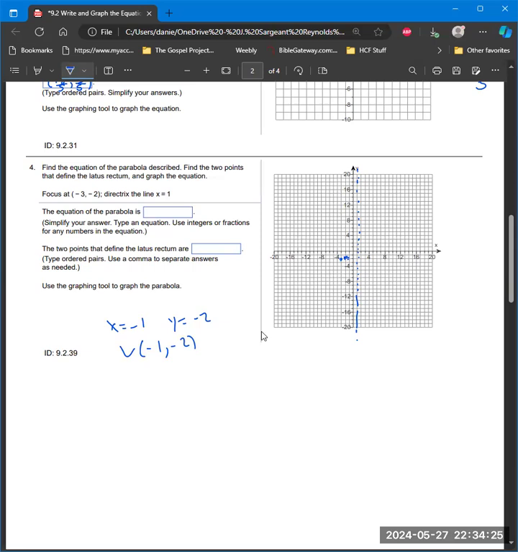And that makes my parabola open left or right. So this is going to be (y + 2) squared equals 4a times (x + 1). And the distance here is going to be -2. So (y + 2) squared equals -8 times (x + 1). That's my equation.